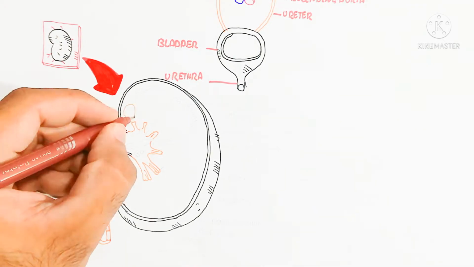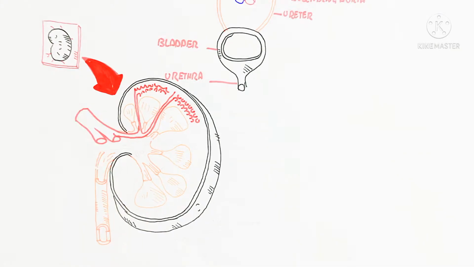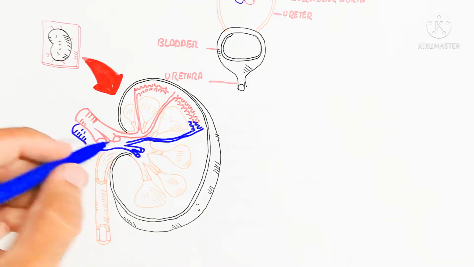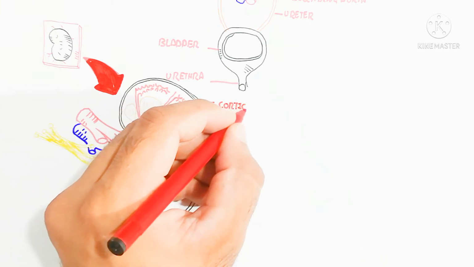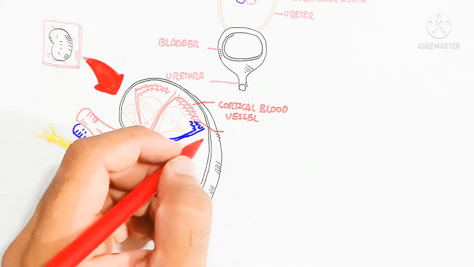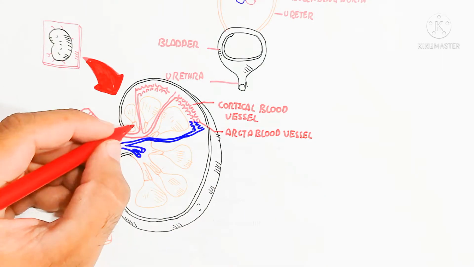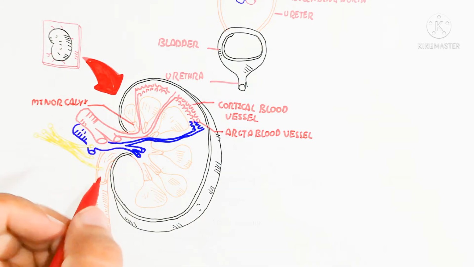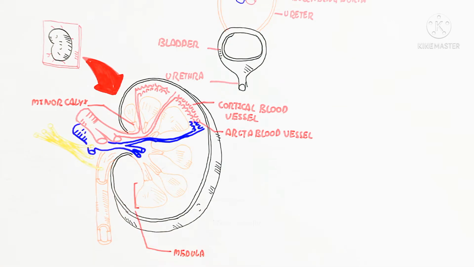Let's begin to understand the cross section of the kidney, whose details we will discuss from the anatomical aspect. Here is the ureter, and here is the pyramid. These pyramids are also known as the medulla, while the upper part is the capsule. Below the capsule, between the medulla and capsule, is the cortex. The yellow color shows the renal nerve, and here is the cortical blood vessel. Here is the recta blood vessel, the medulla, and the cortex.